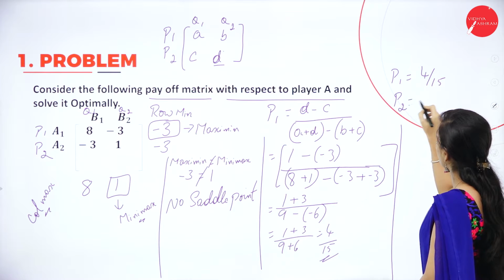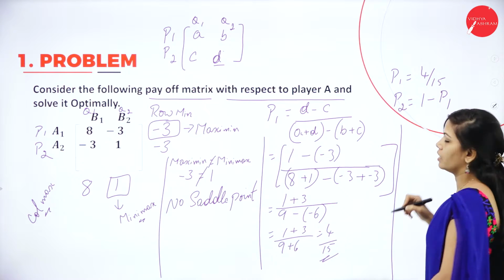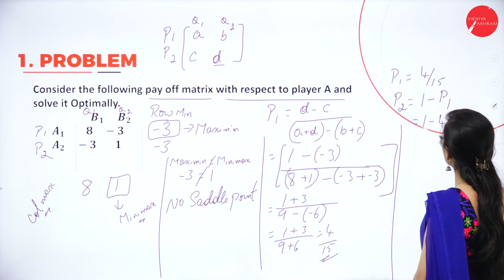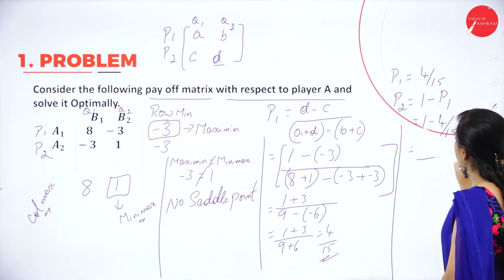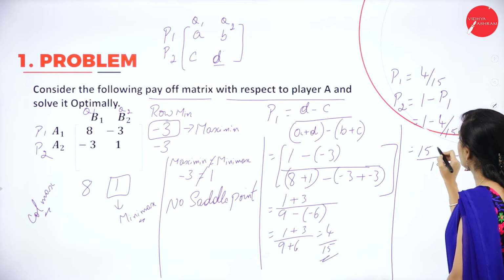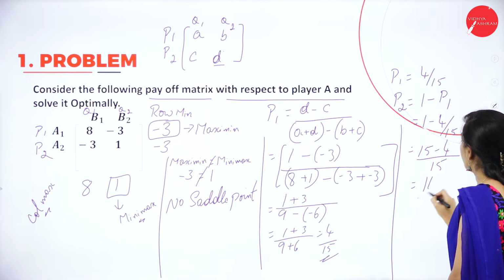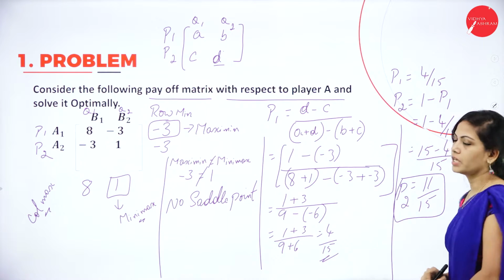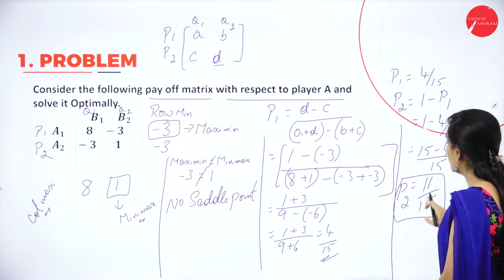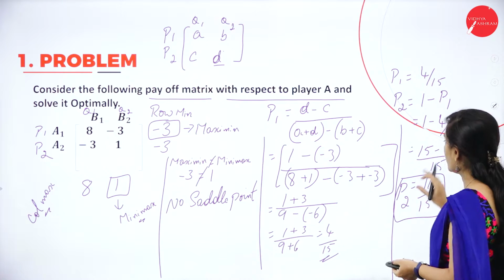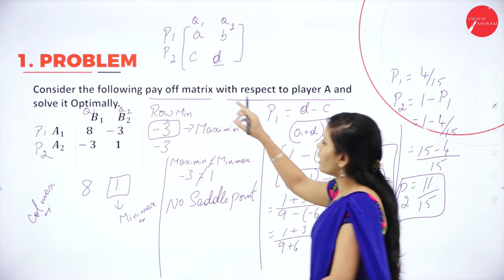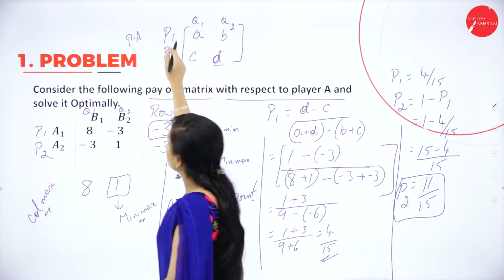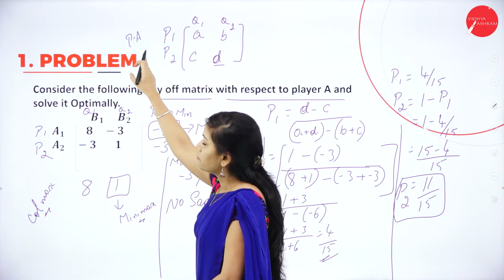And what is P2? P2 is equal to 1 minus P1, that is 1 minus 4 by 15. Take LCM, 15 is the LCM. 15 minus 4, that is 11 by 15. This is the P2 value. So, P1 is equal to 4 by 15 and P2 is equal to 11 by 15. Now, P1 and P2 are the optimal strategy for player A.